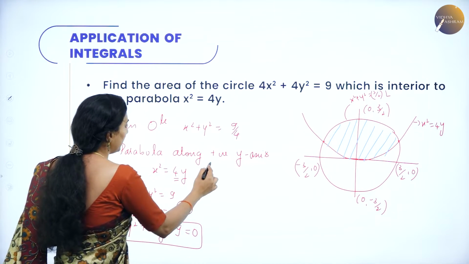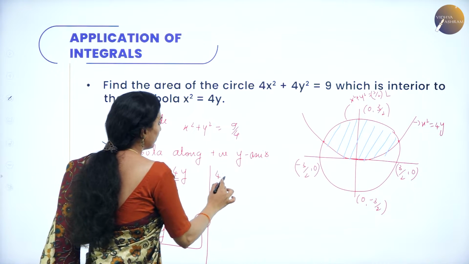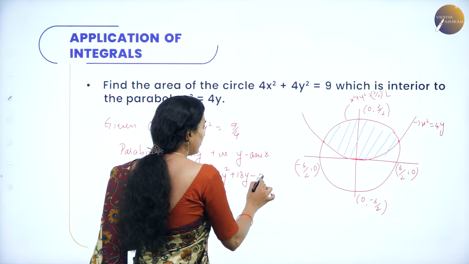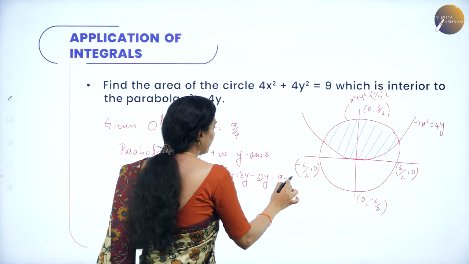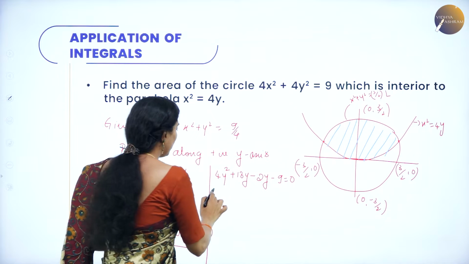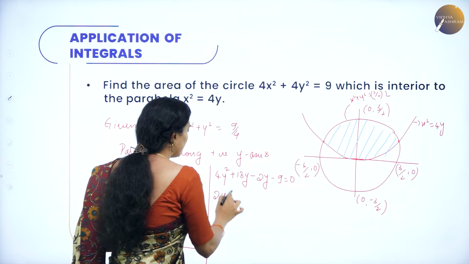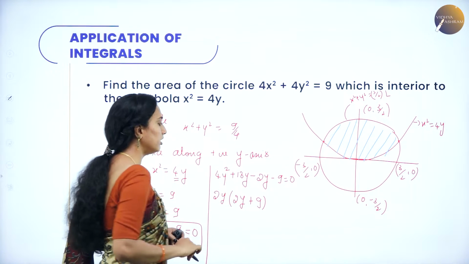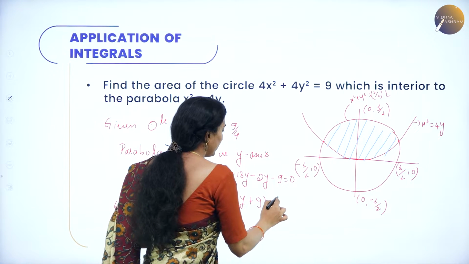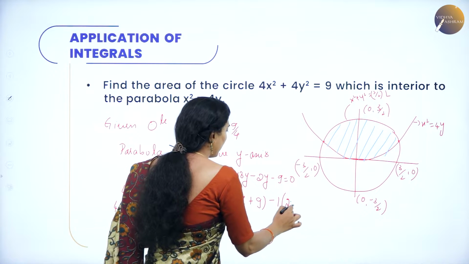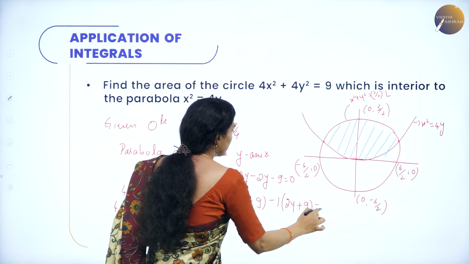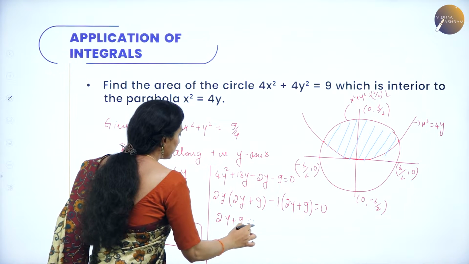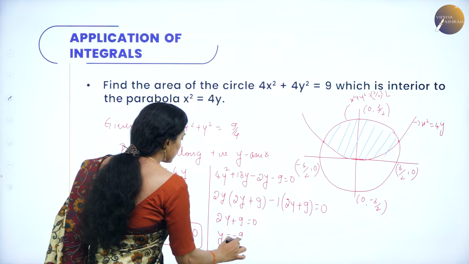So therefore we can expand accordingly. 4y squared plus 18y minus 2y minus 9 equal to 0. You can take 2y as a common factor. If you take 2y common, the remaining is 2y plus 9, correct? Because 2 9s are 18y. Again minus 1 you can take common, so the remaining is 2y plus 9 is equal to 0. So you can take 2y plus 9 common, 2y plus 9 equal to 0. So y will be equal to minus 9 by 2.